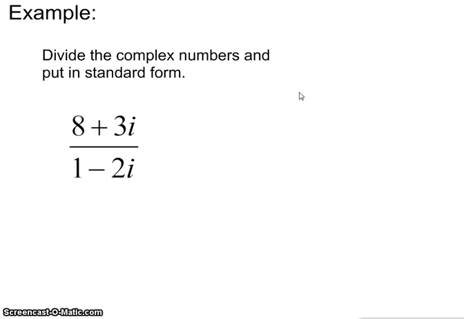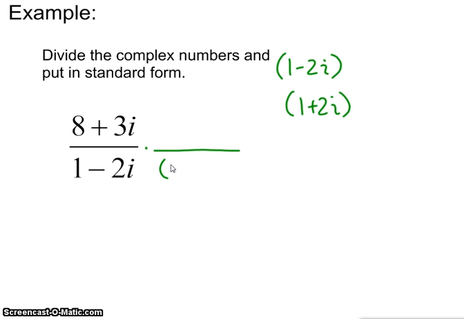Alright, so here we do. I want to take this bottom number, 1 minus 2i, and I need to find the conjugate for it. Now the conjugate for this is simply 1 plus 2i. So I would multiply both the top and the bottom by 1 plus 2i.